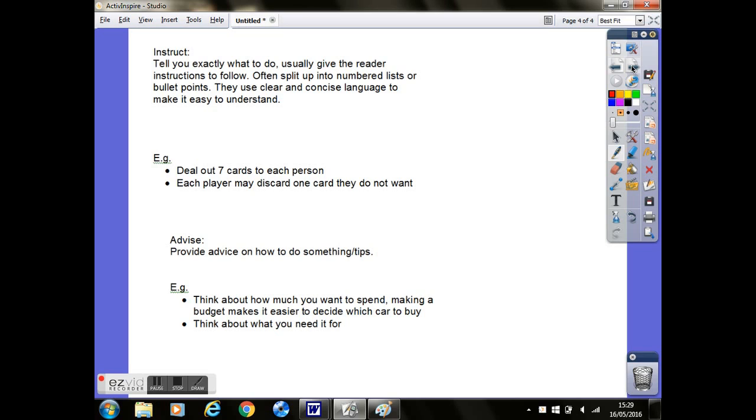So this example, looking at card games, they've just got 2 bullet points like I mentioned up here, using bullet points or numbered lists, and just short, clear and concise language. So first one, deal out 7 cards to each person. Again, it's easy to read and understand, you know what you're doing straight away. And then each player may discard 1 card they do not want. So it's really short, easy to read language, and quite often they'll be put in order, but this one's just a bullet point list.